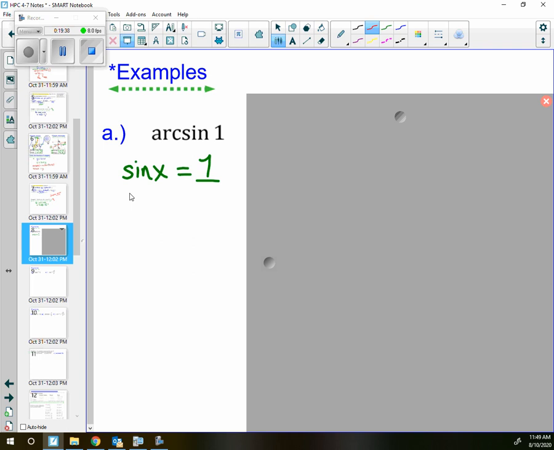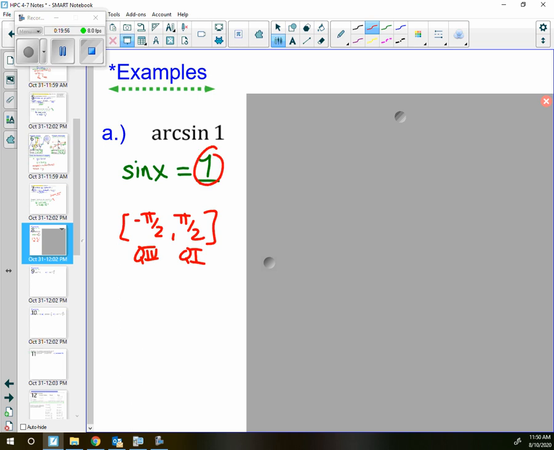All right, so remember what our range is for arcsine. We know that it has to be an angle between negative pi over 2 and pi over 2. That means it's like quadrant 4 and quadrant 1, if you think about the unit circle from that perspective.